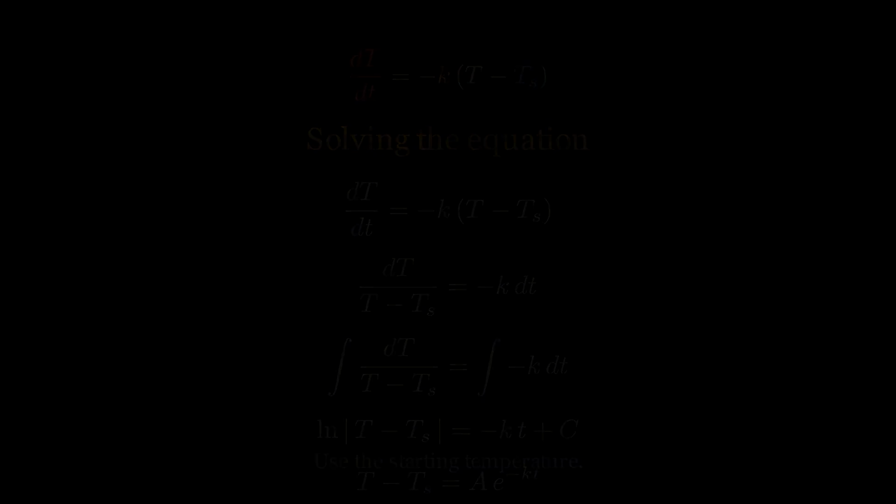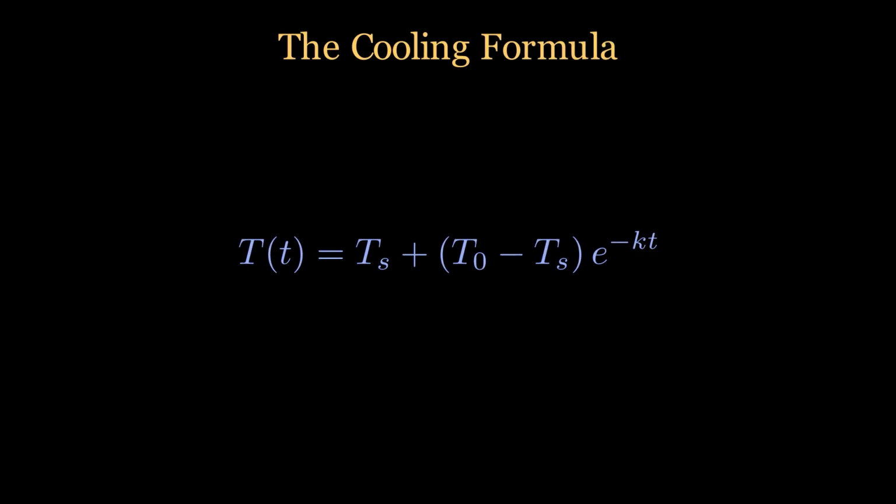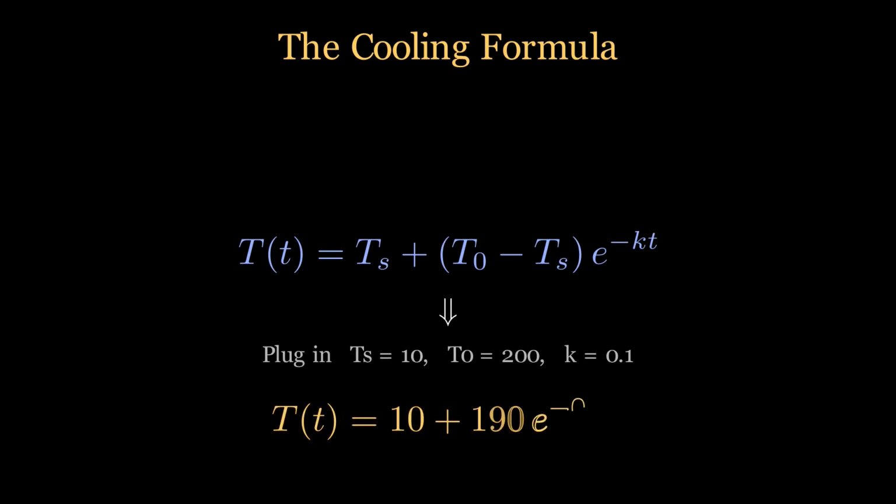And here it is, the cooling formula. Temperature equals the surroundings, plus the starting gap, times e to the minus kt. Plug in our numbers, 10, 200, and k of 0.1. And we get T equals 10 plus 190, e to the minus 0.1 t.